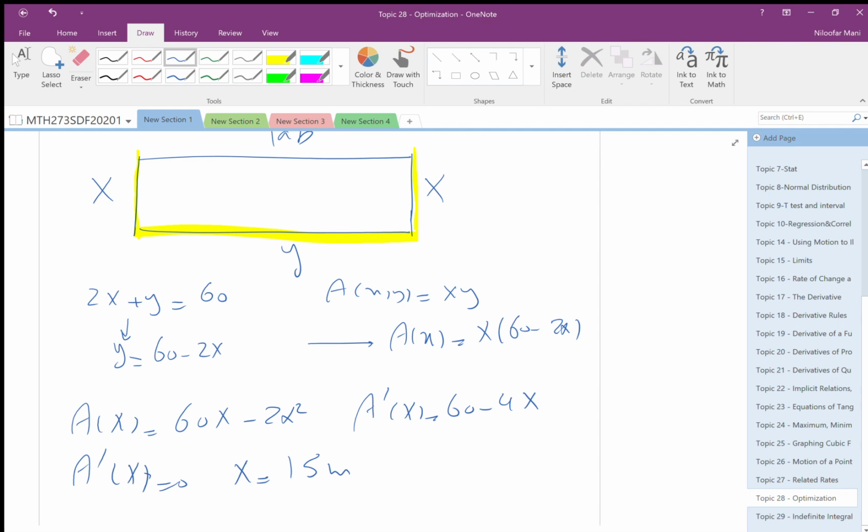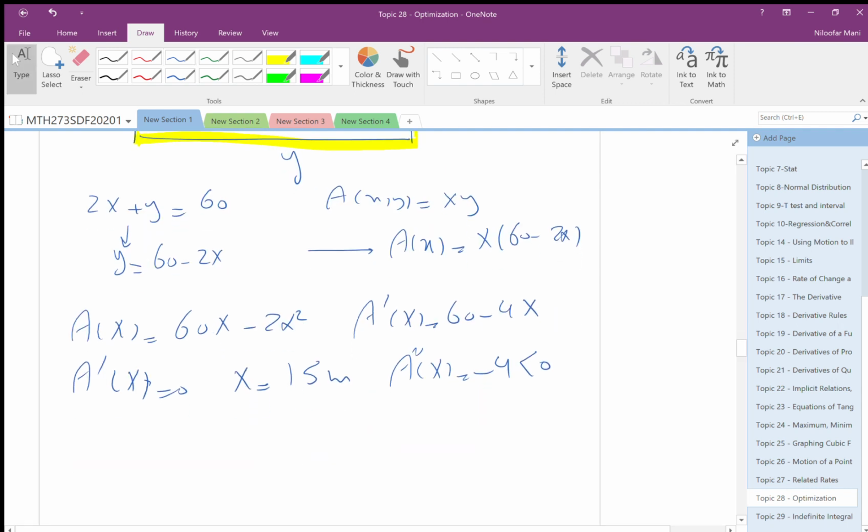Am I right? Yeah, 15 meter. And then the second derivative, double prime x, is minus 4, which is always negative. The second derivative is always negative, so for sure this point is maximum. Maximum happens at this point. And then I say, how about y? So y is 60 minus 2 times 15, which is 30 meter.